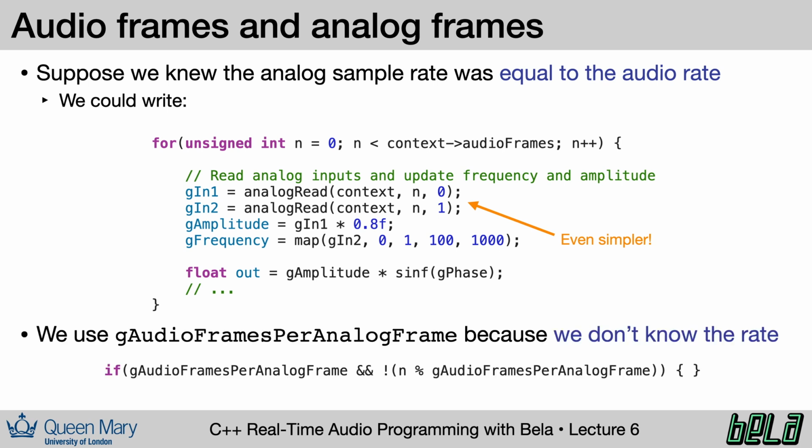To summarize then, the reason that we're using the variable gAudioFramesPerAnalogFrame is because we don't necessarily know what the settings are when the program is being run, and I strongly encourage you in your code to be able to handle different sample rates and channel counts, or, at minimum, to check inside of setup whether you have the settings that you expect, and if you don't, to make the program quit. This is much better than having your program crash if it's put in an unfamiliar environment.